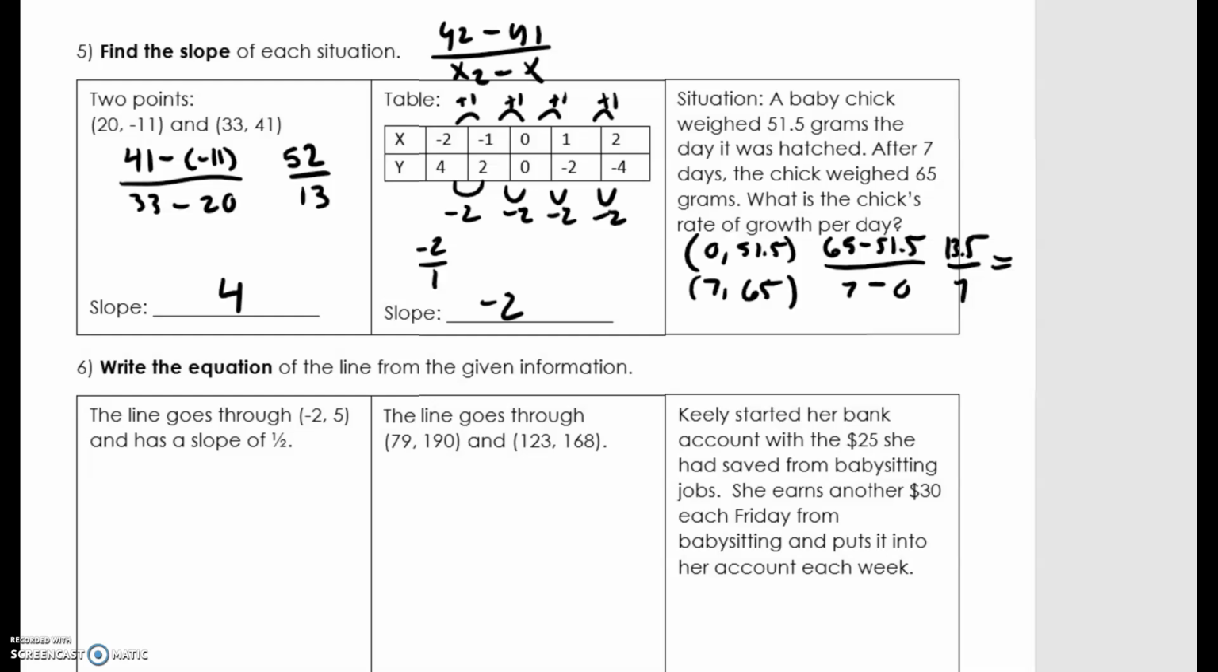This is not going to be a nice number. 13.5 divided by 7 is 1.928. So I'm going to round this number to the nearest hundredth. So it's approximately 1.93 grams per day.